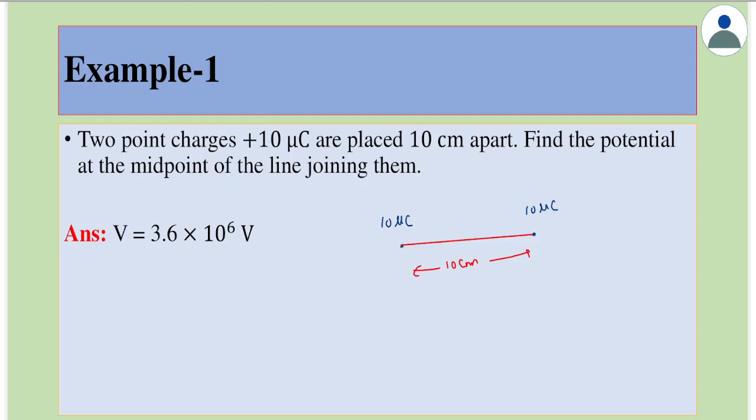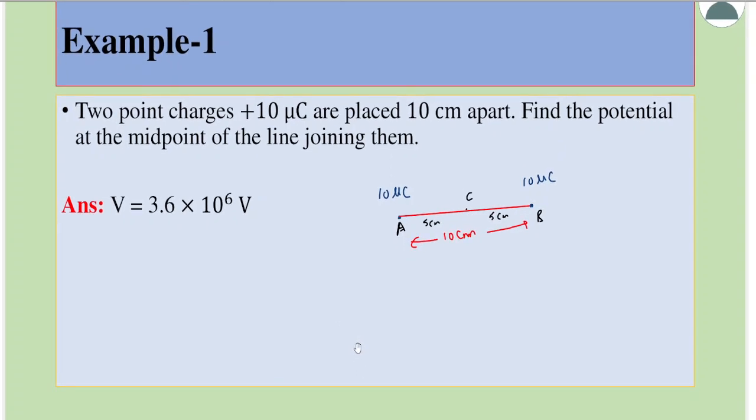Suppose the charges are kept at point A and point B. Then the distance between A and B is 10 centimeter. The midpoint between them would be some point, let us call it C, such that the distance between point A and C would be 5 centimeter, which is half of 10 centimeter, and here it is again 5 centimeter.